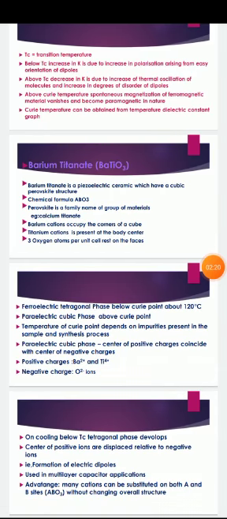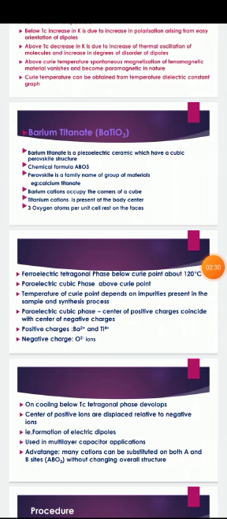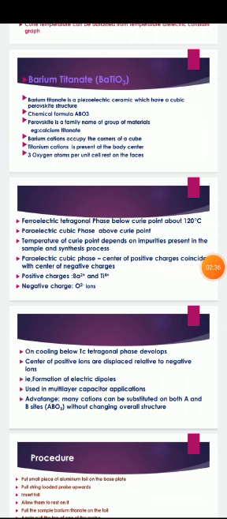Also, above the Curie temperature, the spontaneous magnetization of a ferromagnetic material vanishes and it becomes paramagnetic. So, we can obtain the Curie temperature from the temperature versus dielectric constant plot. Now, let us learn about barium titanate, that is BaTiO3. Barium titanate is a piezoelectric ceramic which has a cubic perovskite structure. Its chemical formula is ABO3. Actually, perovskite is a family name of a group of materials, for example, calcium titanate, etc.